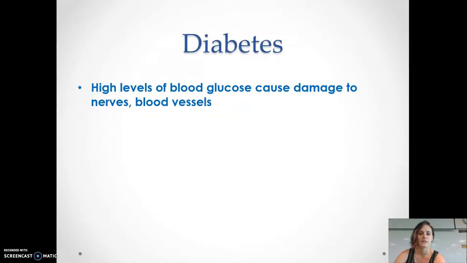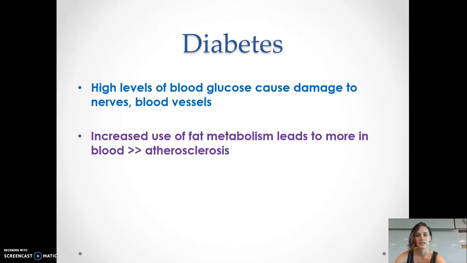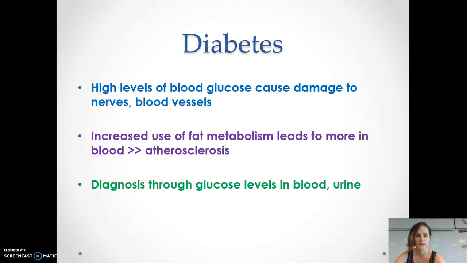All right, high levels of blood glucose cause a lot of damage in nerves and blood vessels, and diabetes is one of the hugest problems that people see and end up in hospital, and it's complications due to diabetes, not just the diabetes, but unmanaged diabetes. The increased use of fat metabolism leads to more of it in the blood, and that can lead to atherosclerosis, or the hardening of the arteries because of all the buildup of the fatty stuff inside those blood vessels.